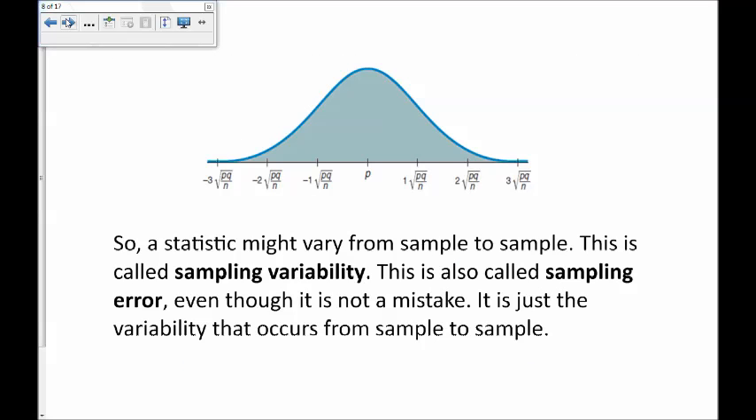So a statistic might vary from sample to sample. This is called sampling variability. This is the varying that happens from sample to sample. Another common term is sampling error, which is kind of a confusing name when it's not even an error at all. The differences from sample to sample are called the sampling error.